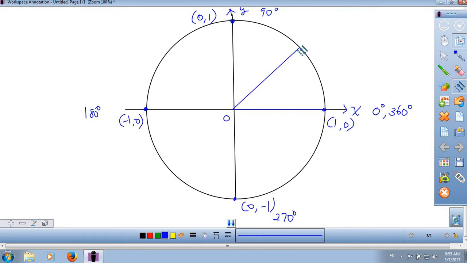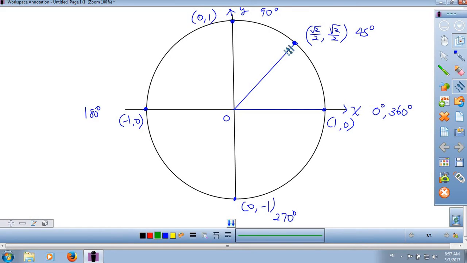Now halfway through 90 degrees, we have 45 degrees. Do you remember the definition? We just talked about 45 degrees, right? The sine of 45 degrees is square root 2 over 2, and the cosine of 45 degrees is also square root 2 over 2. What would the ordered pair of this point be? Well, it will be square root 2 over 2 and square root 2 over 2, because this is a 45 degree angle.